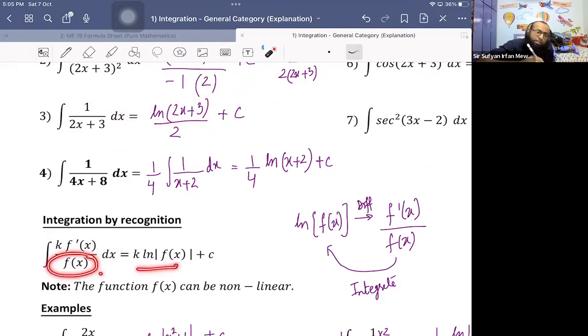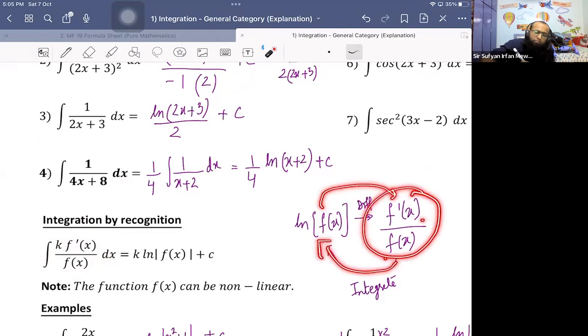And the second change is that up till now, the function was only a linear function. But over here, this integration by recognition is used for linear and non-linear, both types of functions. How is this formula derived? If you remember, we know that ln f(x) when differentiated becomes f prime x upon f(x). So f prime x upon f(x) will be integrated to give us ln f(x).